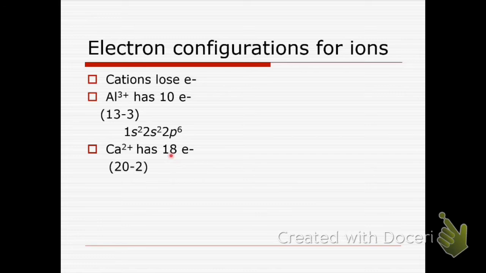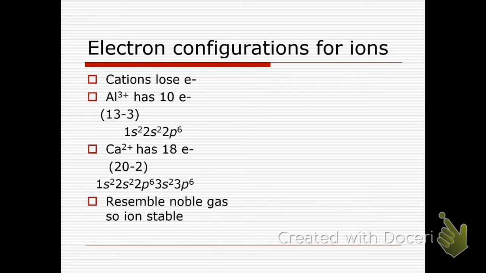Notice that our final configuration for aluminum with 10 electrons looks identical to what we would write for neon. Calcium with 18 looks exactly like what we would write for argon. So both of these ions resemble a noble gas. This is why the ions are so common and stable for these particular cations. All right, how about our anions?